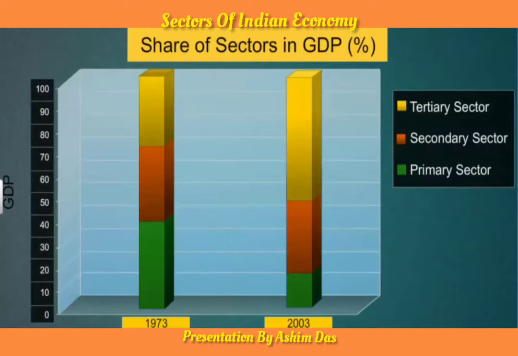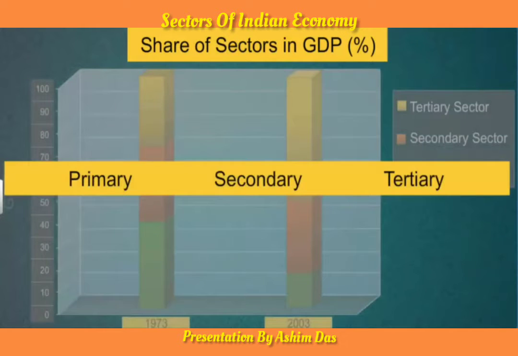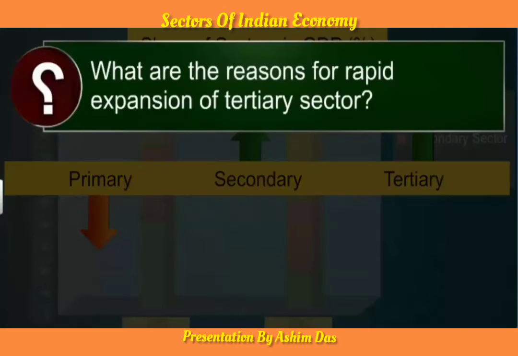This graph shows the change in the percentage contribution of GDP by the three sectors from 1973 to 2003. The graph shows a decline in the contribution to GDP from the primary sector, a marginal increase in the contribution from the secondary sector, and a significant rise from the tertiary sector. Now let us take a look at the reasons for such a rapid expansion of the tertiary sector.